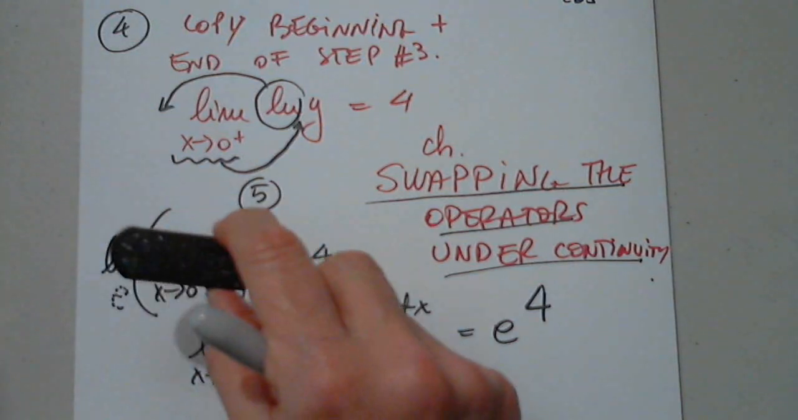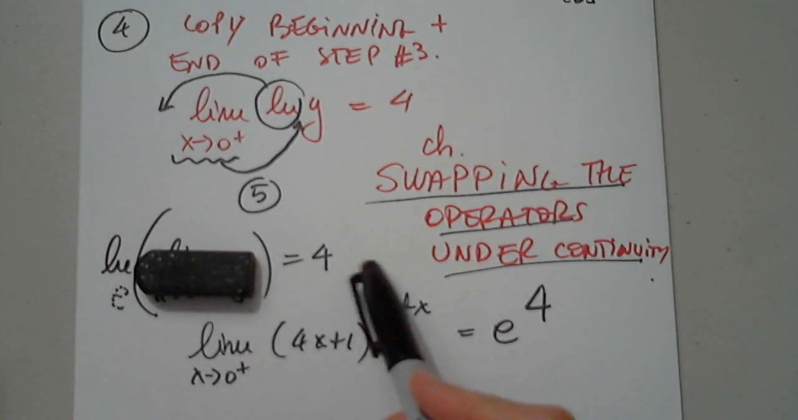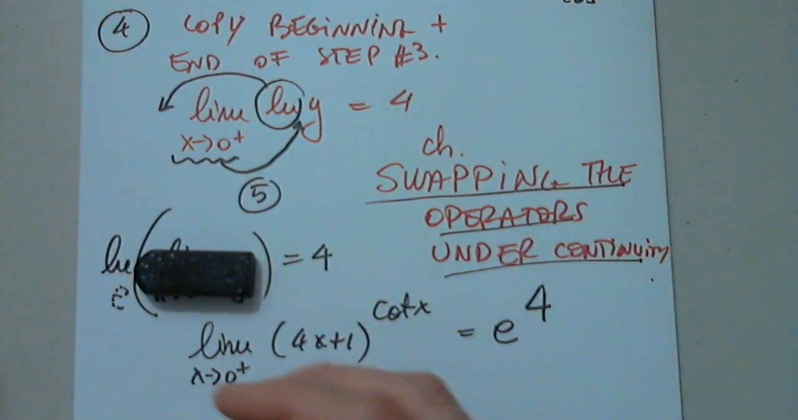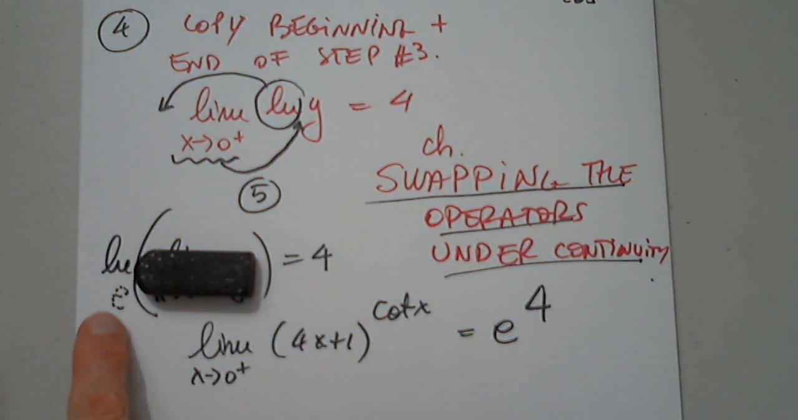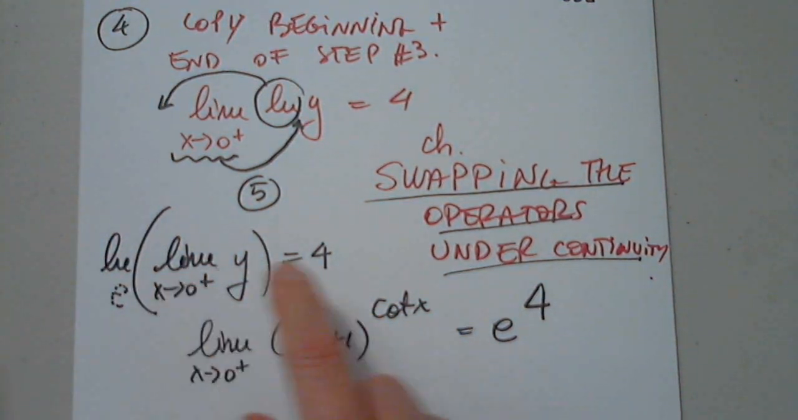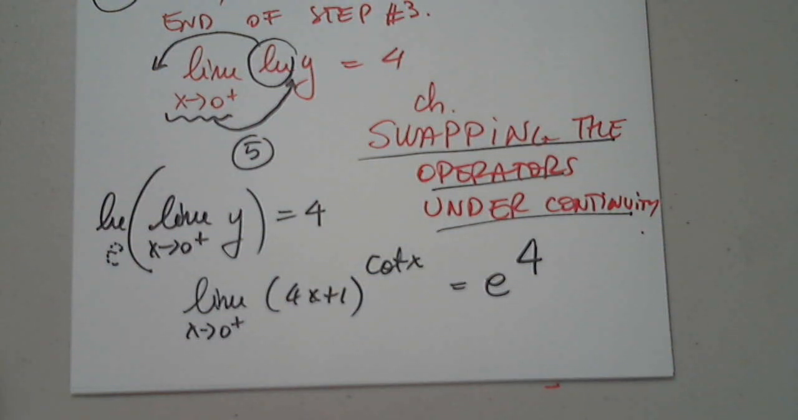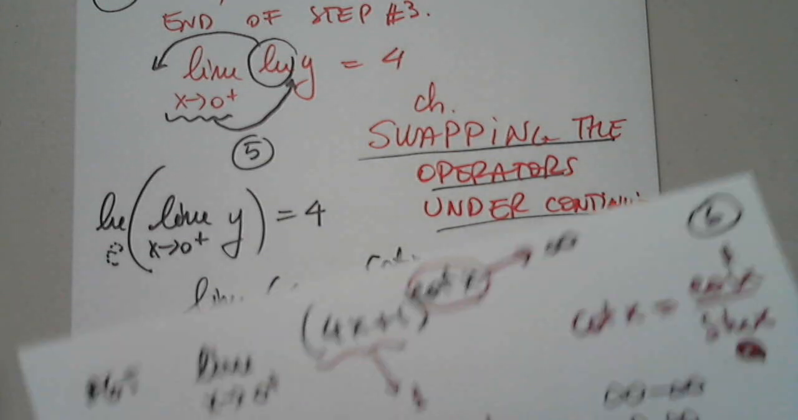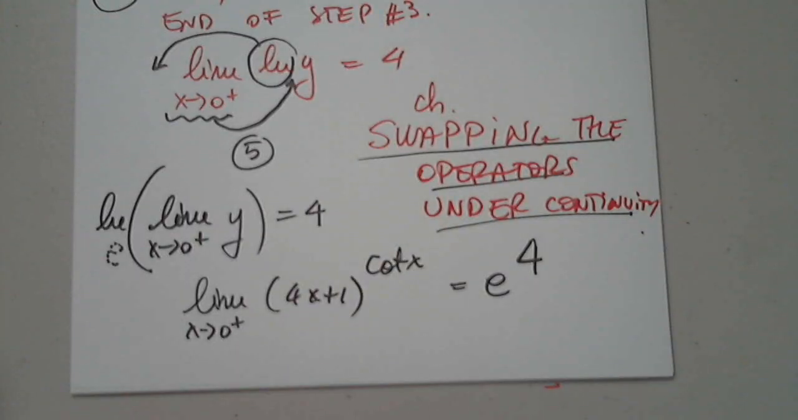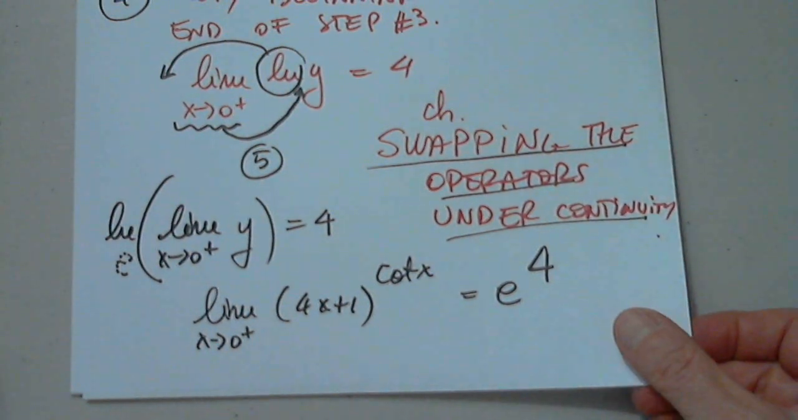When I swap them, all of a sudden I have a logarithmic equation, which can be easily solved by saying that this is e to the 4th. And this is what I'm looking for: the limit of 4x plus 1 raised to cotangent equals e to the 4th. Yes, another situation with zillions of steps. But once we look at the first one and the second one, it will become easier.